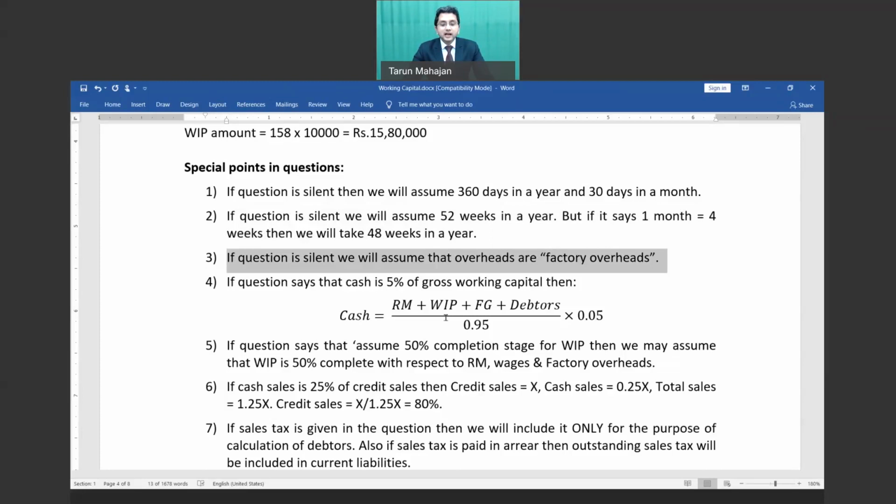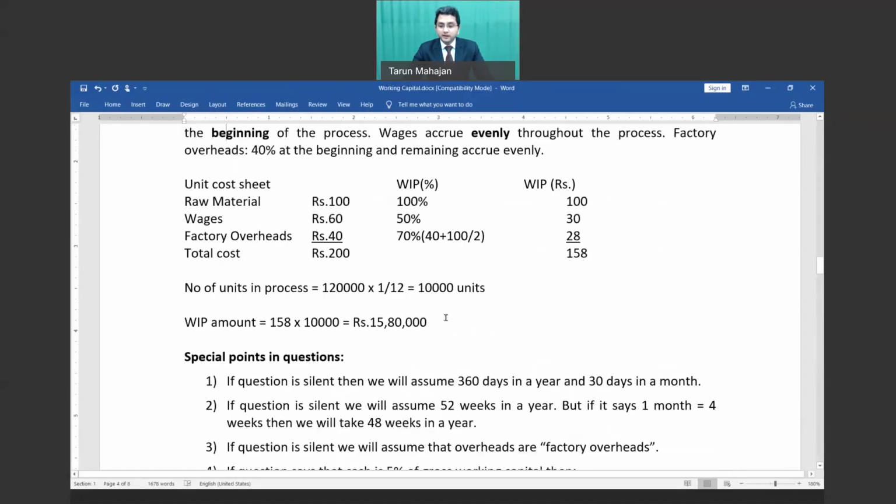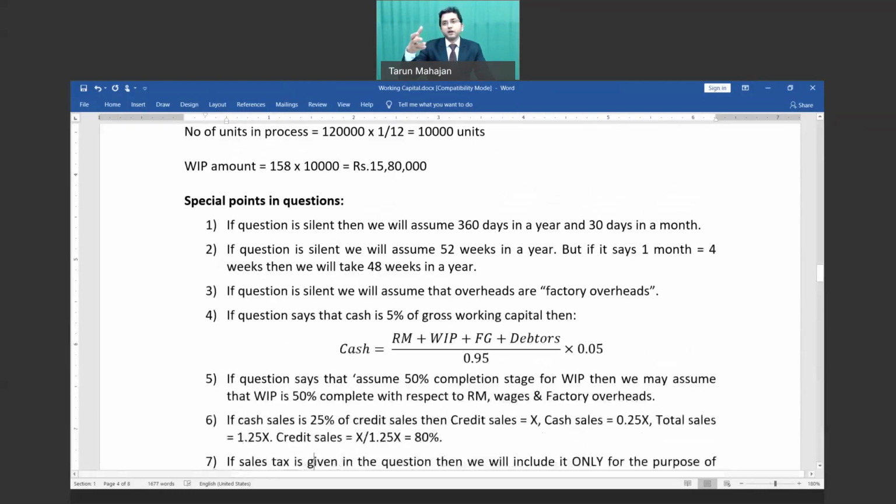If a question is silent and it simply says overheads, rather than saying factory overheads, nothing else, then I will assume that it is factory overhead because I need a breakup. Factory overhead is something different. Administrative and selling overhead are not part of cost of goods sold. They are added after the cost of goods sold. But if the question is silent, I don't have a choice. I'll assume that it is the factory overhead.